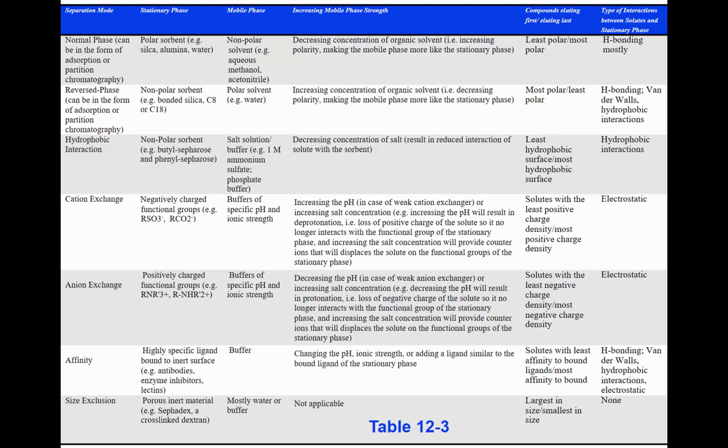Separation mode. What would be your stationary phase? What would be the mobile phase? This is a typical question. I will give you an example of molecules, and I tell you what would be your mode of separation. What would be your stationary phase, mobile phase? How do you increase the strength of that mobile phase? Which compound will elute first and elute last? What type of interaction? Typical question. Okay, so learn it. It's a summary of everything we talked about.